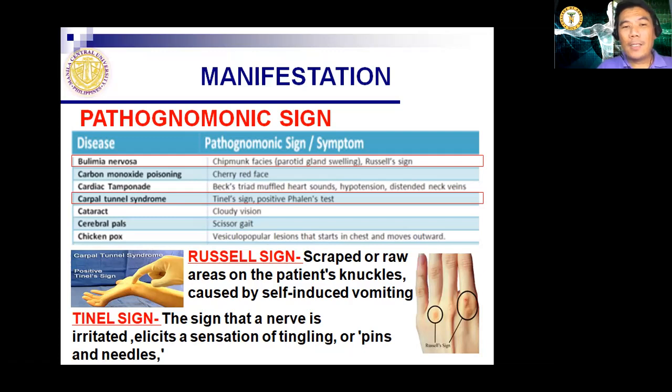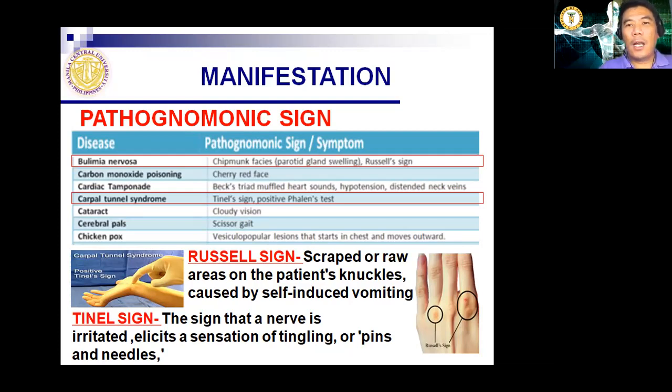For carpal tunnel syndrome, some of you are familiar with it. This is usually for those who use their hands vigorously in some activities. In carpal tunnel syndrome, it may cause irritation of nerves and of the tissues. Most of the sign that we will consider for carpal tunnel syndrome is Tinel sign. What do you mean by Tinel sign? The Tinel sign is this.